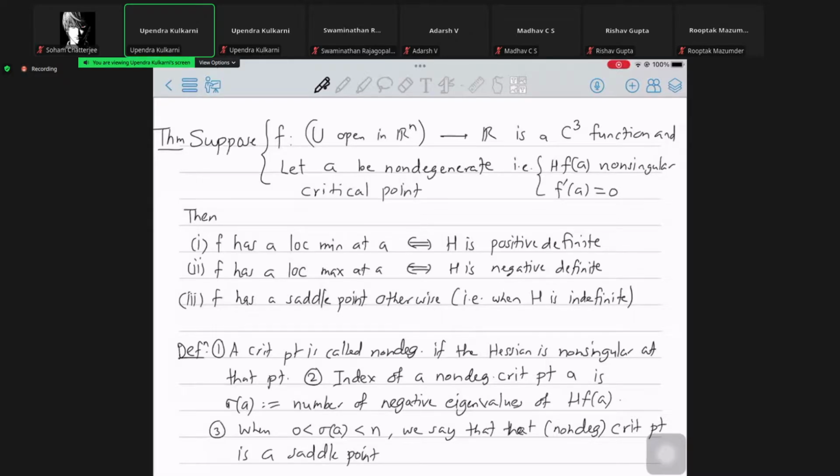This test is available to us if the Hessian, which is the matrix that encodes all the partial double derivatives at that point, is non-singular, then I can tell. Okay, so today we are going to apply this.